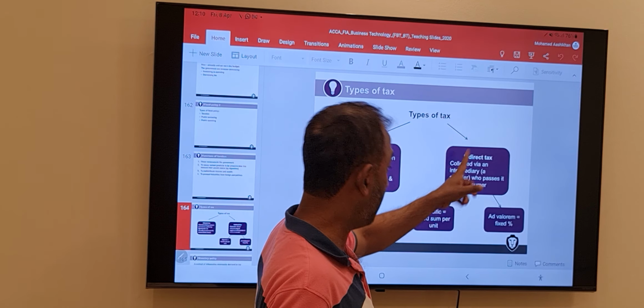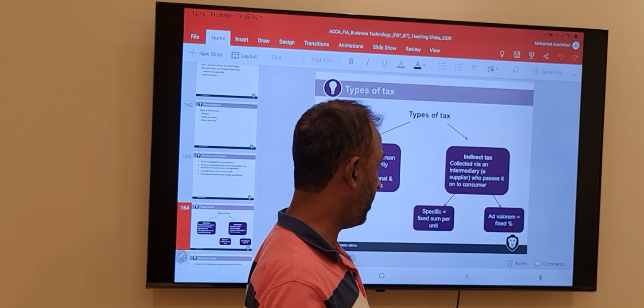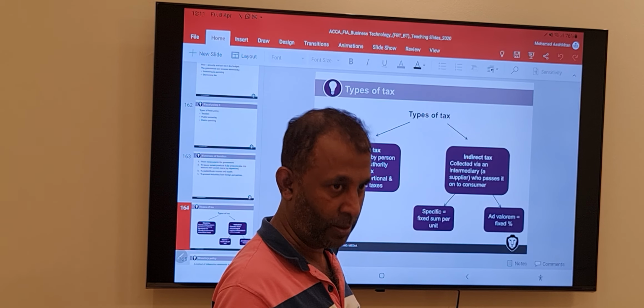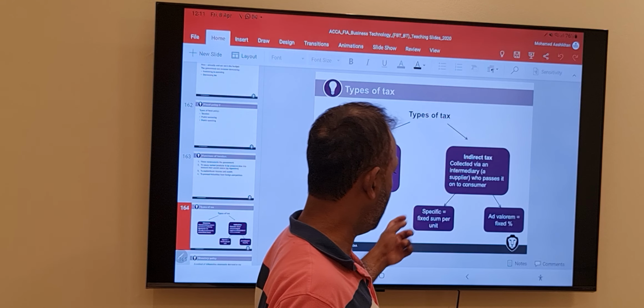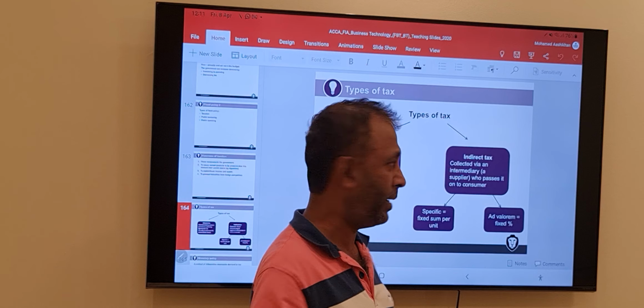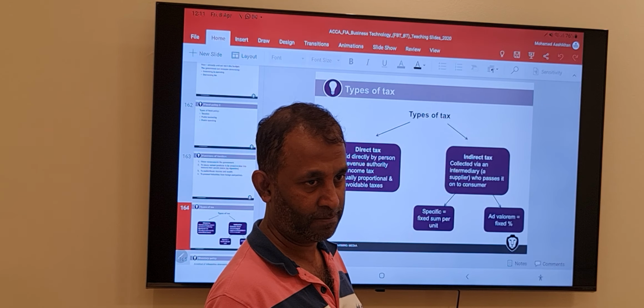Here, with indirect tax, it is collected via an intermediary. One person will pay, but he will not suffer. Understand me? So there are two types: specific, a fixed sum per unit or $1, or a fixed percentage. A good example of indirect tax is VAT, though very soon VAT is coming.